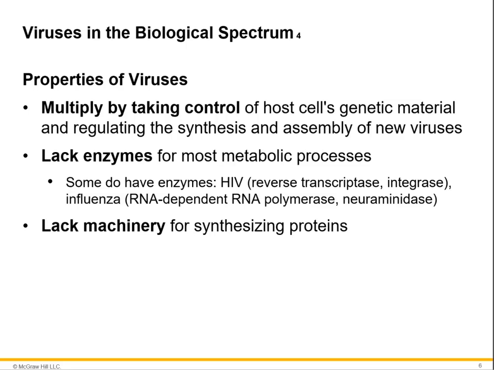So this is in general, but there are some notable viruses that do have enzymes. For example, HIV has two enzymes here, reverse transcriptase and integrase. Now, HIV is an RNA virus. This means it makes RNA. But what reverse transcriptase does is it takes that RNA and turns it into DNA. And then integrase takes that DNA and inserts it into the host cell's genome. So a patient who is infected with HIV will have HIV DNA in their genome, in their cells.